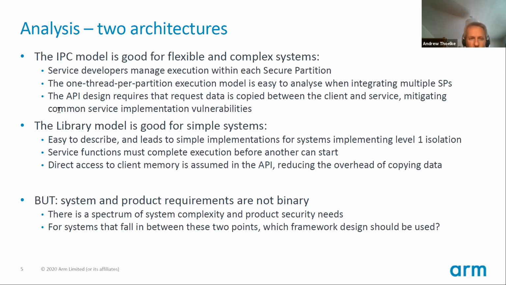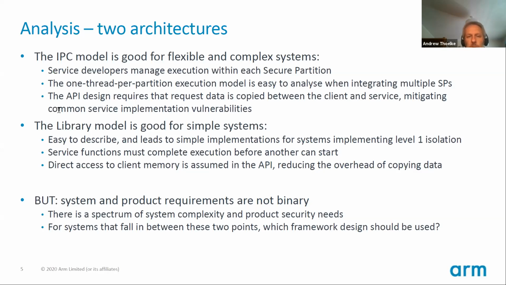In contrast, the library model is very good for simple systems. It's easy to describe. It leads to very simple implementations where there's only level 1 isolation. And at the moment you've got no concurrency, because you don't need multiple stacks in a secure environment, and you're not having to worry about concurrent execution because you have consecutive execution.